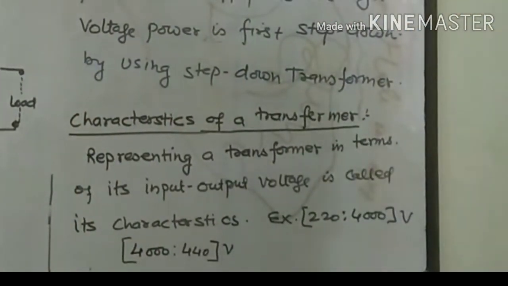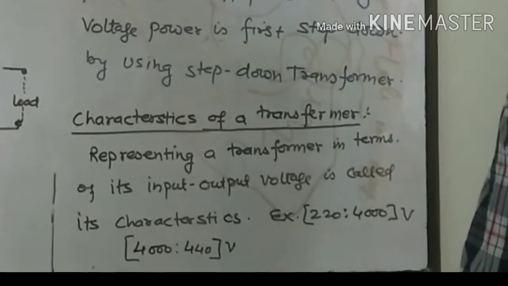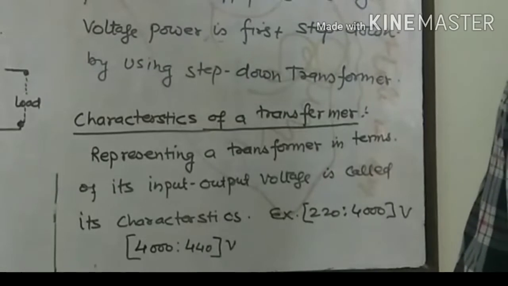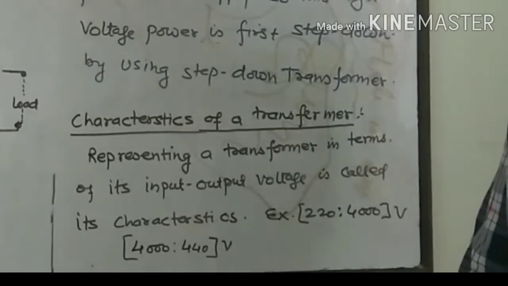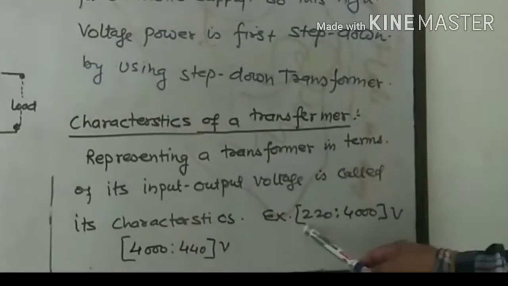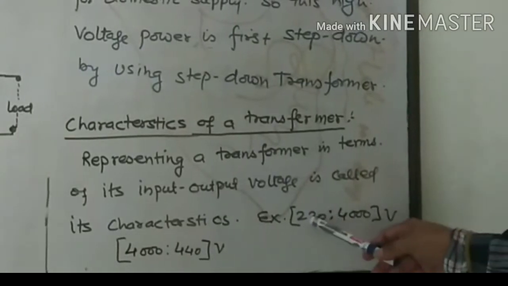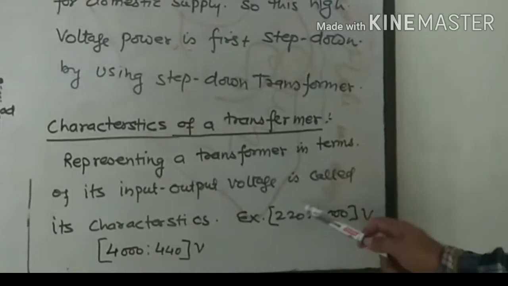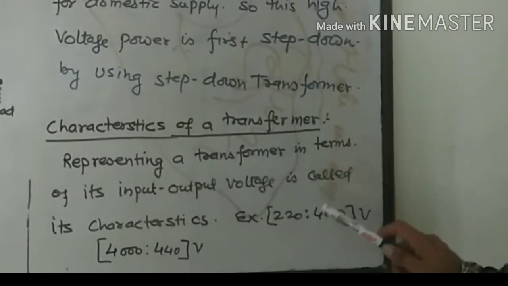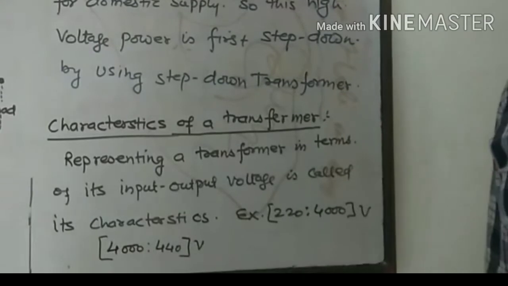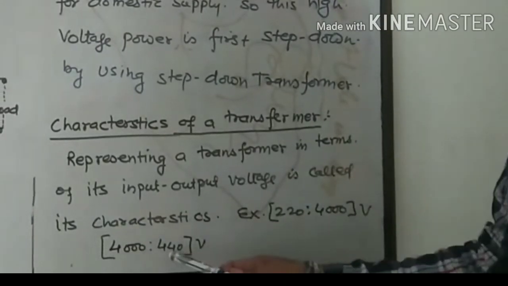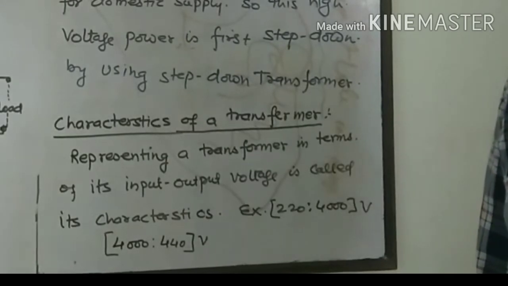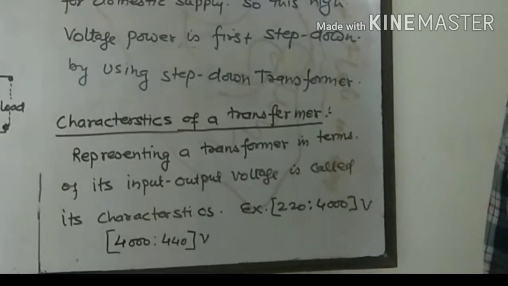So characteristics of a transformer is nothing but the representation of a transformer in terms of its input and output voltage. Like for a step up transformer, I can write 220 volts से 4000 volt, तो it is a step up, यानी 220 volt input लेते हैं और 4000 volt का output देता है, तो this is step up. On the contrary, I can say 4000 volt to 440 volt, 4000 volt का input लेता है और 440 volt का output देता है, तो ये step down transformer हुआ.